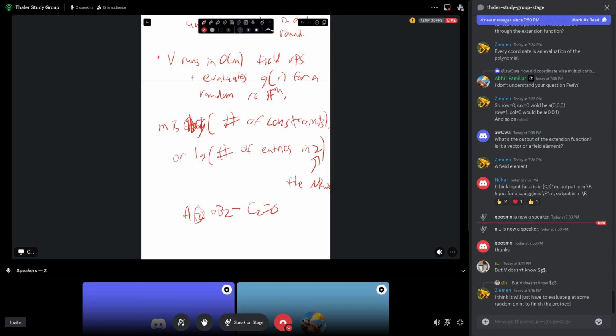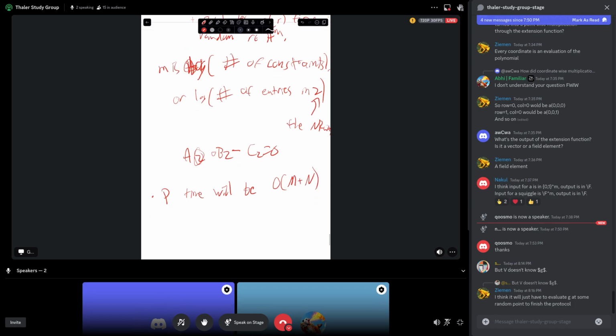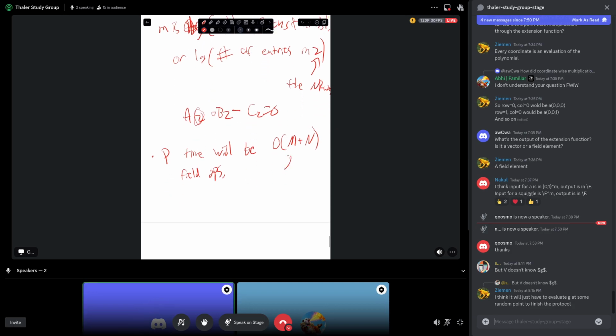I think that's the main takeaway here: in most applications of sum check, the prover time will be order the number of constraints plus the length of the witness vector. And so this is maybe circuit size if you're dealing with circuits, or in R1CS, like I just said, the number of constraints plus the number of witness variables.